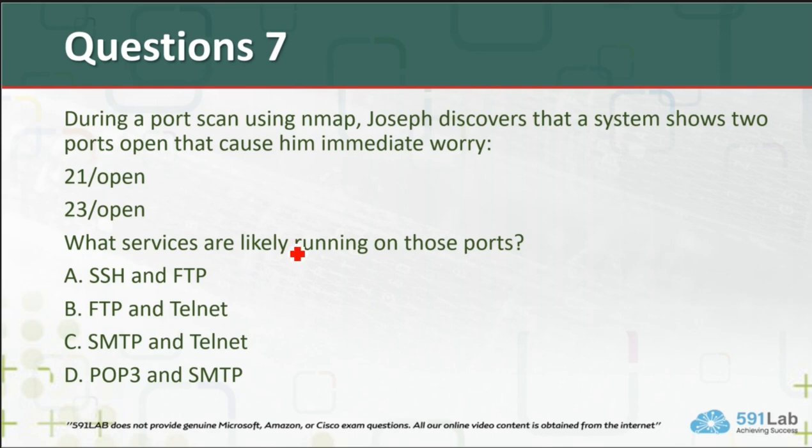Question number 7. During a port scan using Nmap, Joseph discovers that the system shows 2 ports open that cause him immediate worry: 21 and 23. What services are likely running on those ports? Is it SSH and FTP, FTP and Telnet, SMTP and Telnet, or POP3 and SMTP?